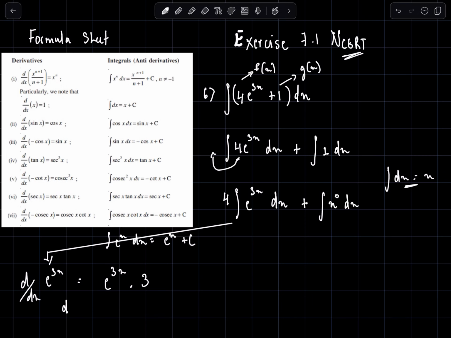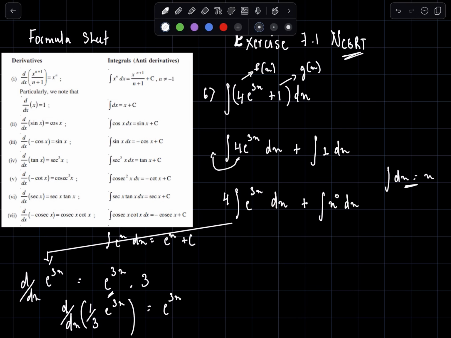So now, d by dx of 3 e to the power 3x. You want to isolate e to the power 3x, so you take 3 to the other side, which is d by dx of 1/3 of e to the power 3x, and that is equal to e to the power 3x. Now this, let me use a different color, this is your integral value.